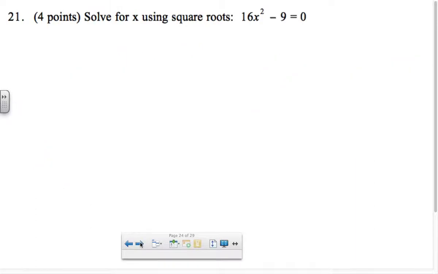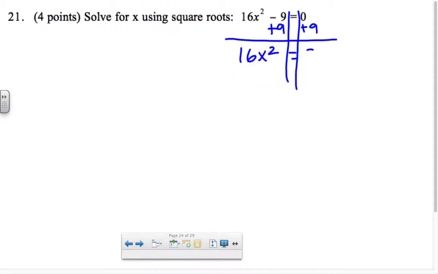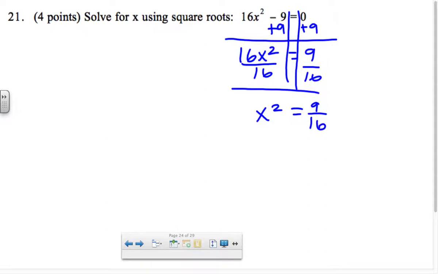All right, the next two problems are dealing with solving with square roots. So to solve this with square roots, I'm going to undo to get x squared alone. So I'm going to undo the subtract 9 by adding 9 to each side. Then I'm going to divide by 16. So you get x squared equals 9/16. Now don't go ahead and put that in a calculator. Since 9 and 16 are both perfect squares, I want you to leave that.